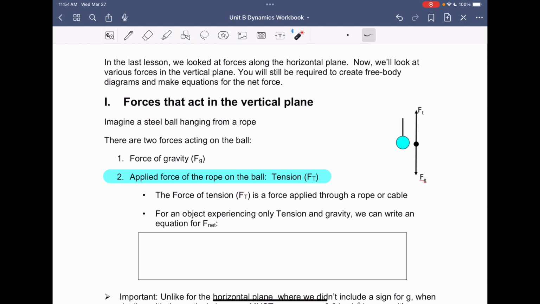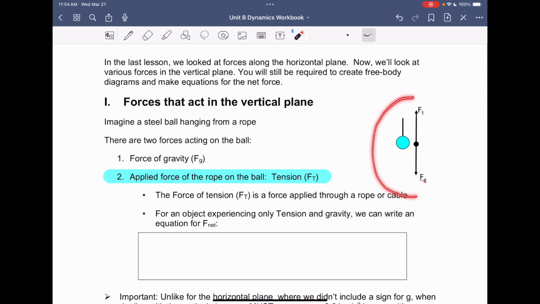The nice thing about the vertical plane is that we only have the two forces acting on it. If the ball was swinging side to side, you could say there's some sort of applied force, maybe left or right, and then maybe some air resistance. But just like we've done in physics 20 throughout the whole year, we're going to ignore air resistance, and we're also going to ignore the idea that the object is pushed left or right. We're just purely talking about it in the up and down direction.